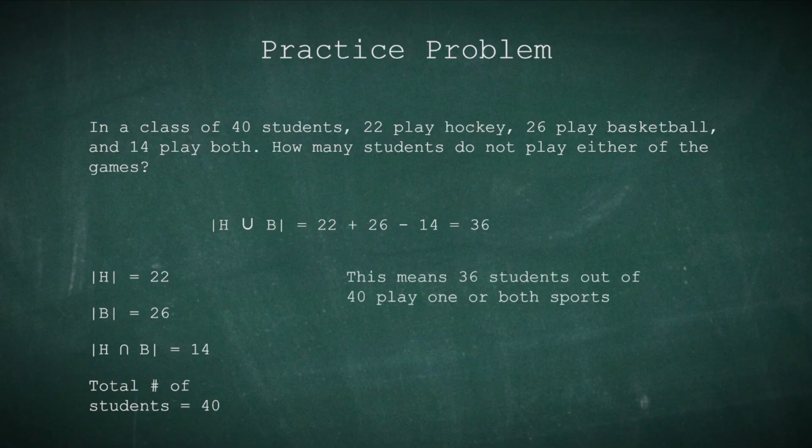So now we know 36 students out of the total 40 play one or both sports. And that must mean that 40 minus 36, 4 students do not play either sport. This is just one example of how sets are used in discrete math to solve problems.